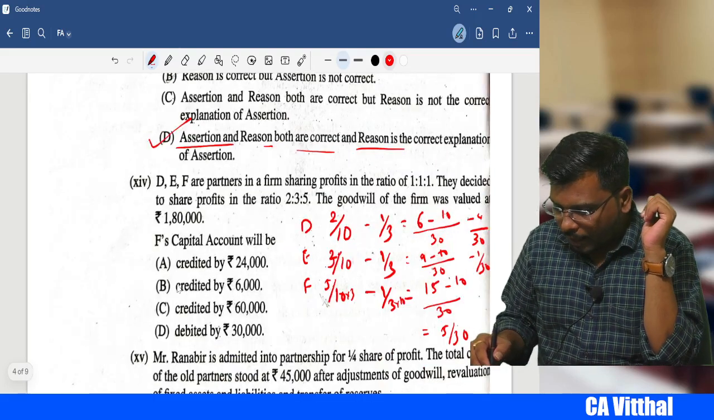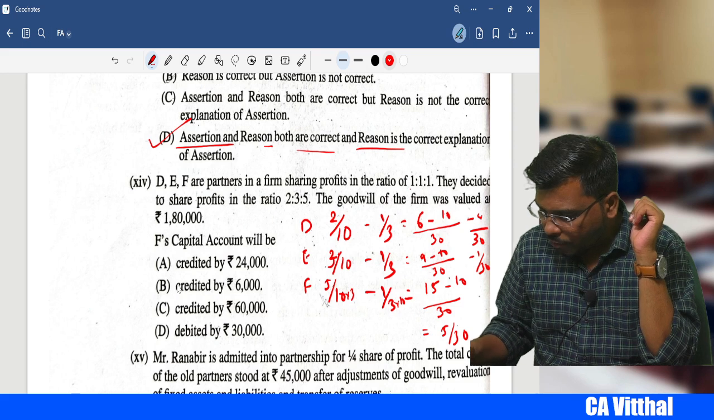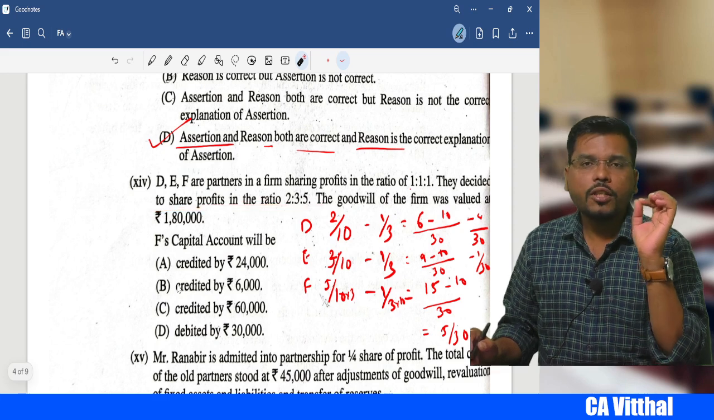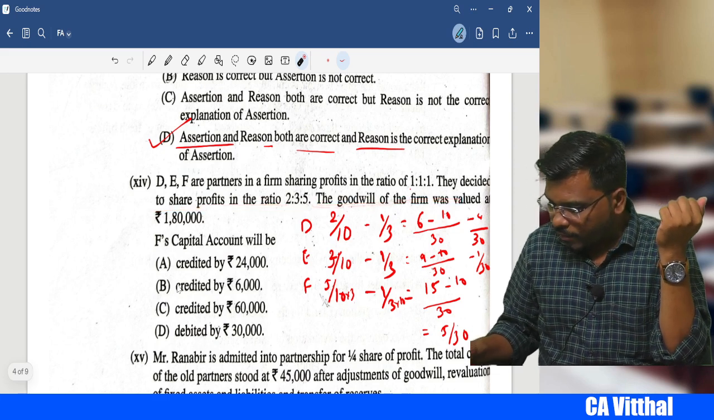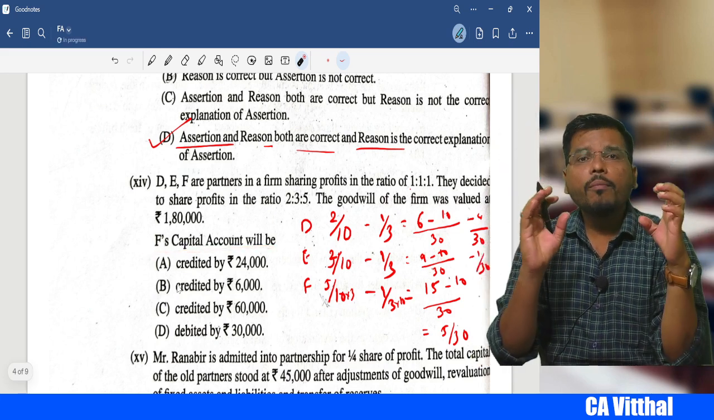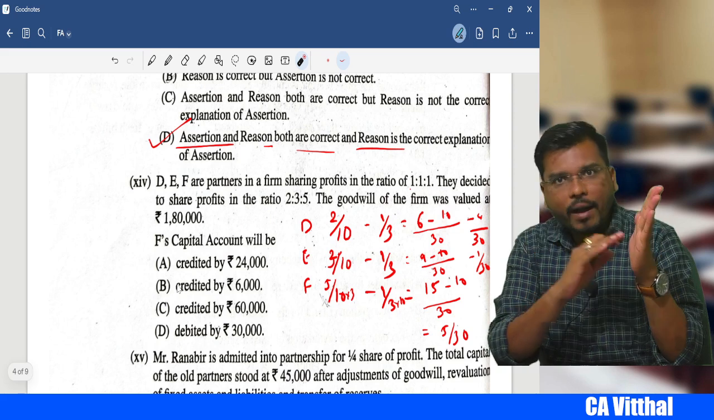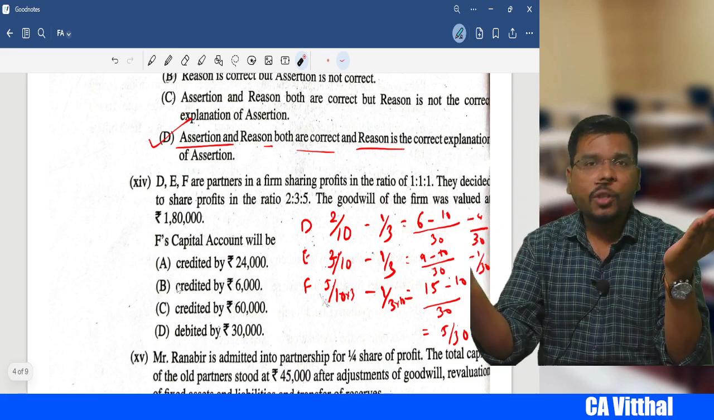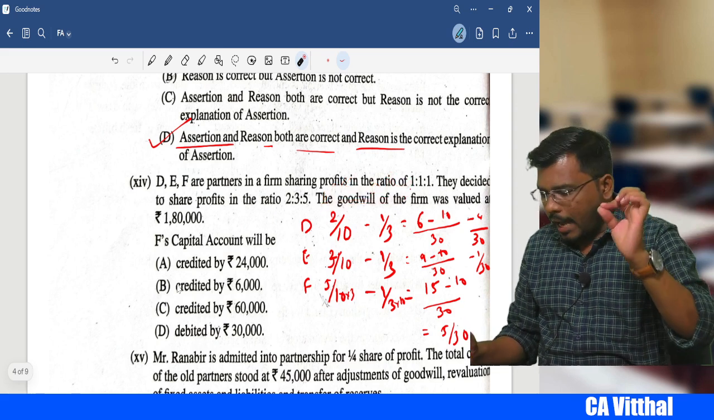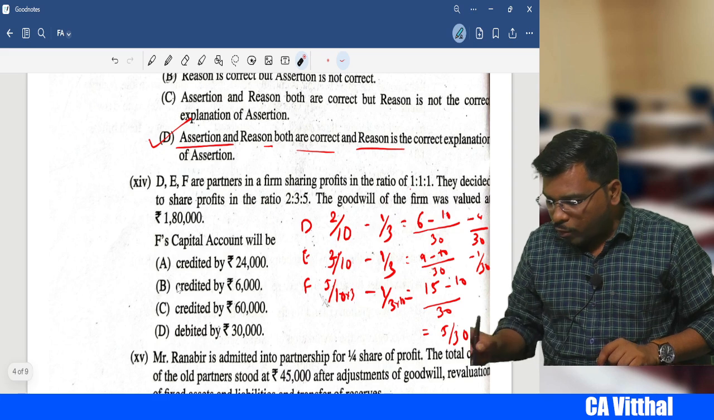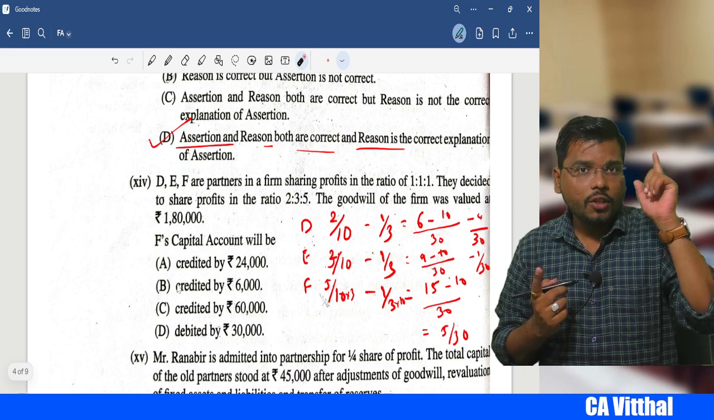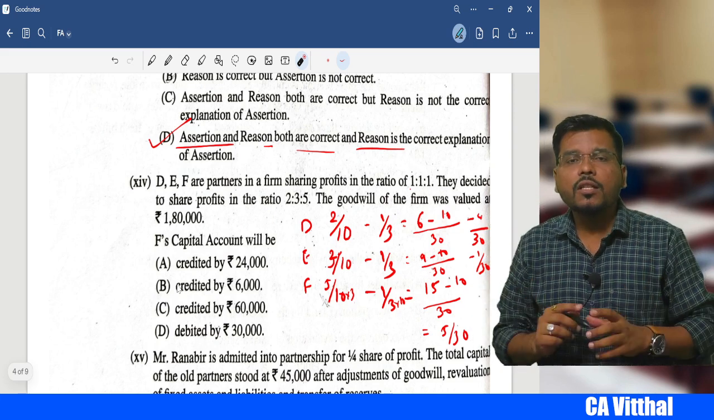D, E, F are partners in the firm, sharing profit in the ratio of 1:1:1. That is the old ratio. They decided to share the profit in the ratio of 2:3:5. That is the new ratio. The goodwill of the firm was valued at 1,80,000. The F capital account will be, you know very well, old minus new gives the sacrificing ratio, and new ratio minus old ratio gives the gaining ratio. We have the new ratio and the old ratio; new ratio minus old ratio. If the answer is positive, we get the gaining ratio. And who is gaining, sir? F here. F's answer is coming positive, meaning a gaining ratio.